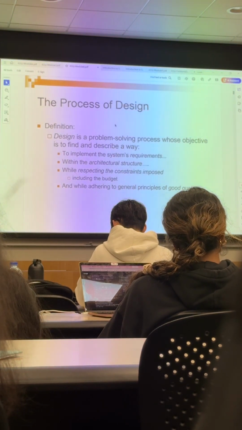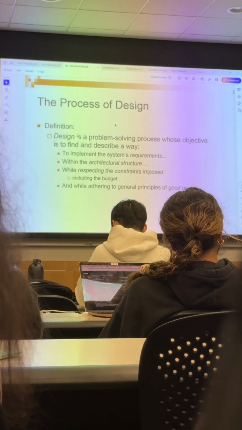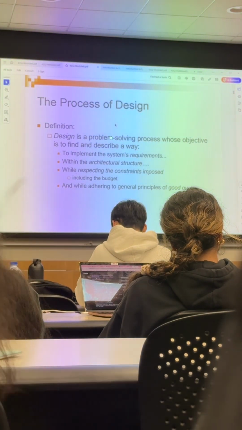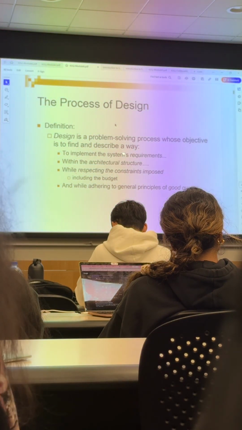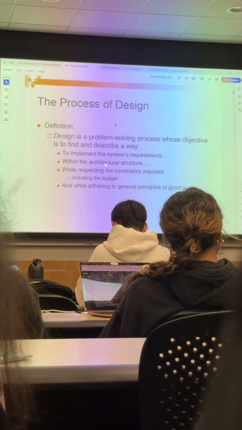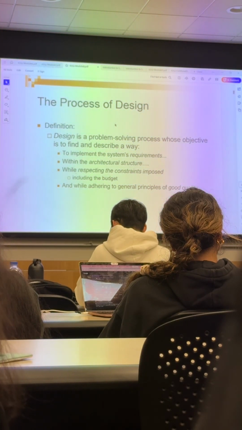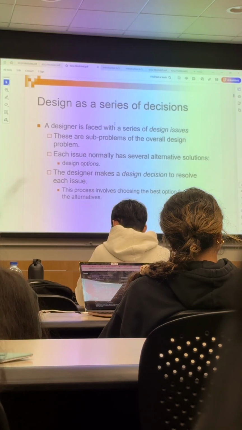In module 8, we covered the process of design. So again, when we talk about design, we are going to solve problems, and we are going to make sure that when we solve problems, we implement the system's requirements within the architectural structure, within the cost, and including the general principles of good quality. So process of design includes lots of design principles.